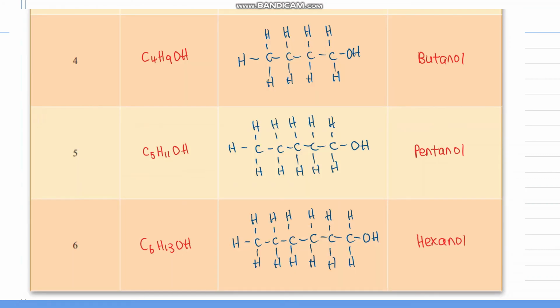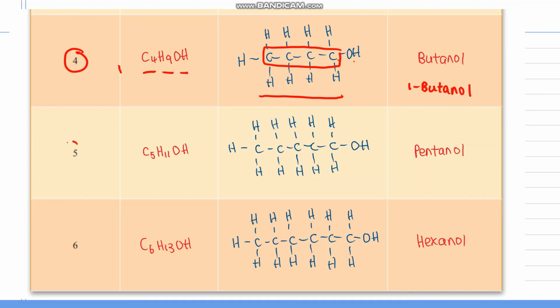Next, when there are 4 carbon atoms, we name it butanol. The molecular formula is C4H9OH, and the structural formula looks something like this, where the parent chain has 4 carbon atoms, and you will see that the hydroxyl group is located at carbon number 1. So you can name it 1-butanol because the hydroxyl group is located at carbon number 1.